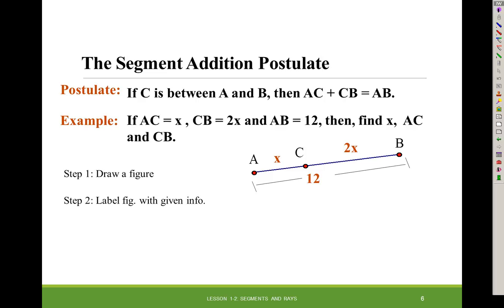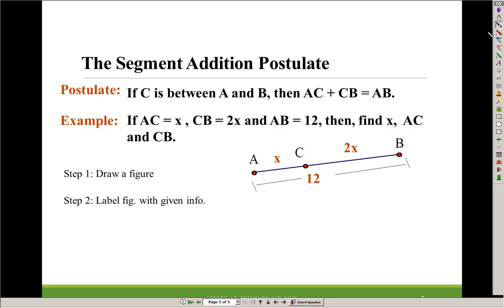So now I can see in the picture I have one part plus another part equaling the whole thing. And that's what my equation will say. First off, I can speak in terms of the segment measures. The measure of segment AC plus the measure of segment CB equals the measure of segment AB. And now I can substitute in the values. AC is x, CB is 2x, AB is 12. And now you have an equation that you can solve.